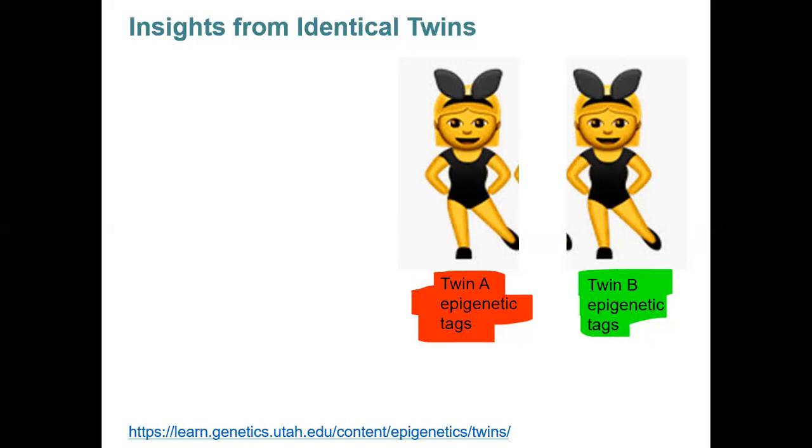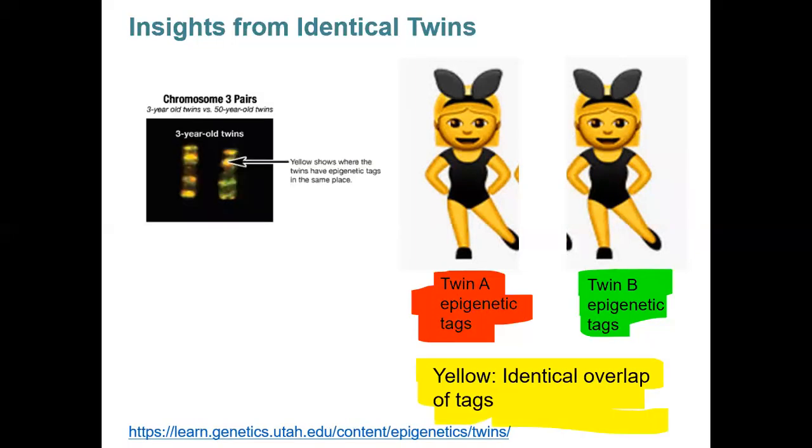Here is a pair of chromosomes from a pair of twins. One twin's epigenetic tags are dyed red, and the other's are dyed green, and wherever you see yellow, there's an overlap of them. This is chromosome 3, and the pairs of chromosomes have been layered on top of each other. When the twins are 3 years old, there's a lot of yellow, so you can tell that there's a lot of overlap. Many areas of these chromosomes are identical between the two children.